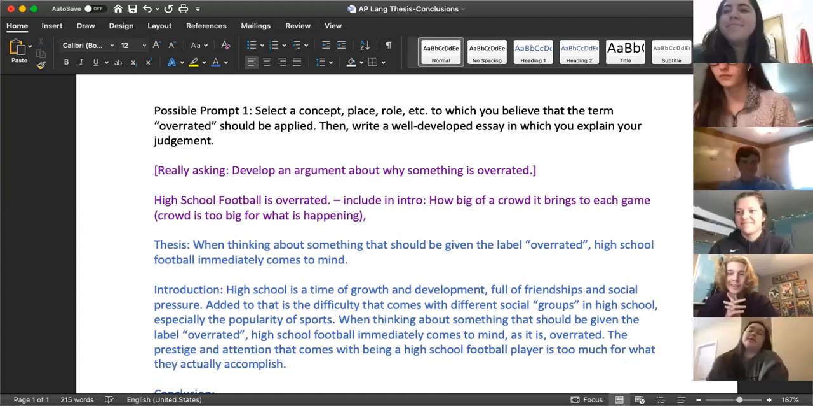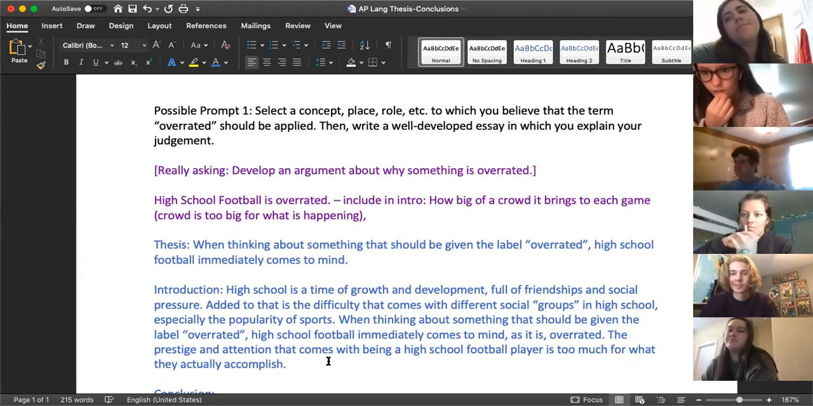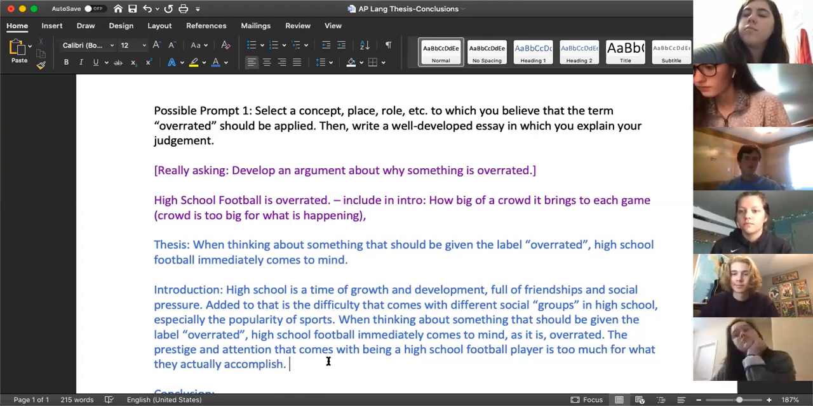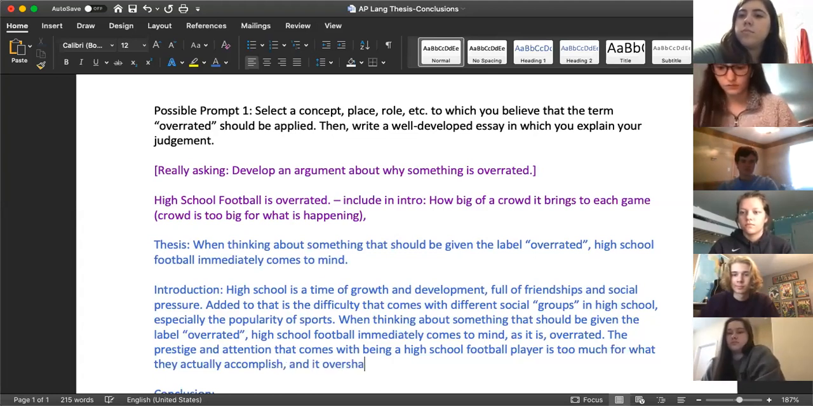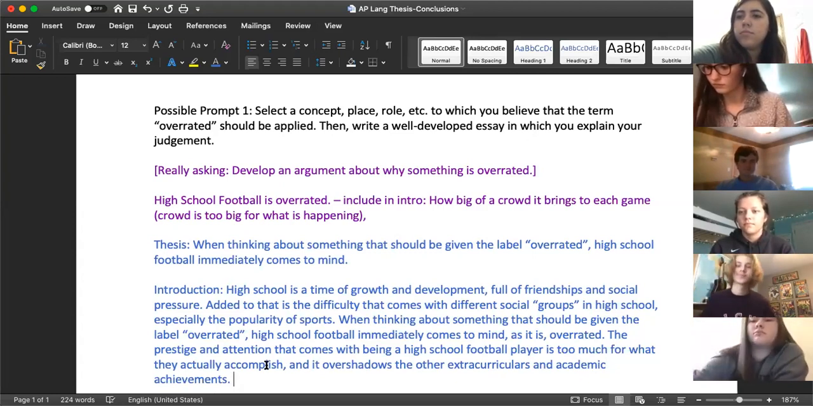Does it work? Yeah, the bigger thing for me is that it overshadows so many other programs and clubs in the school. And I think that would definitely be a claim that you would need to talk about in one of your body paragraphs, because you feel like that's really important, right? We can actually change this. It's too much for there, and it overshadows the other extracurriculars and academic achievements. How's that? All right, cool. Perfect.